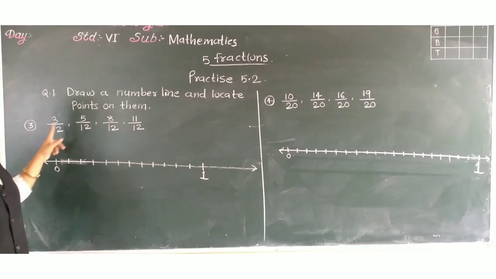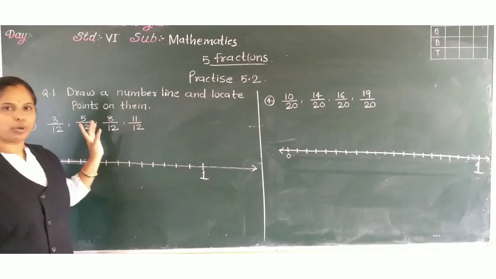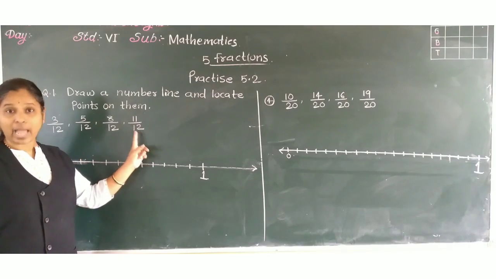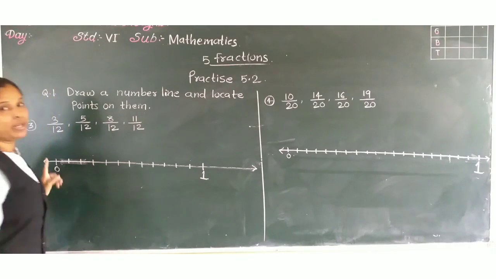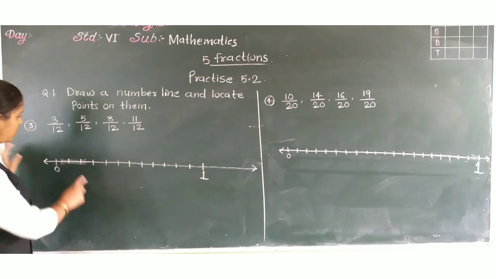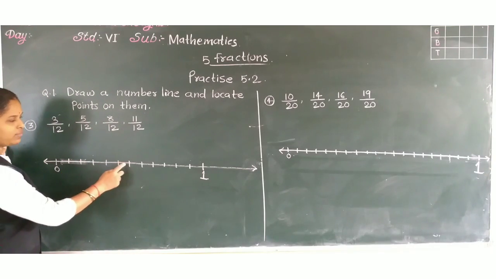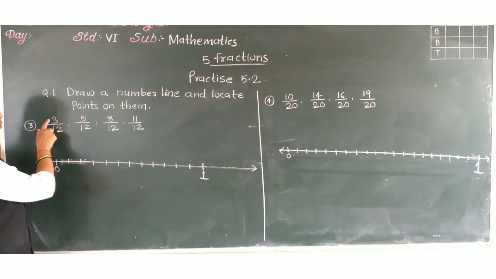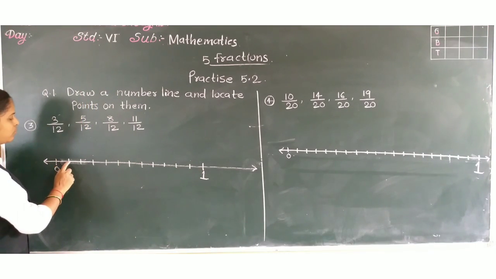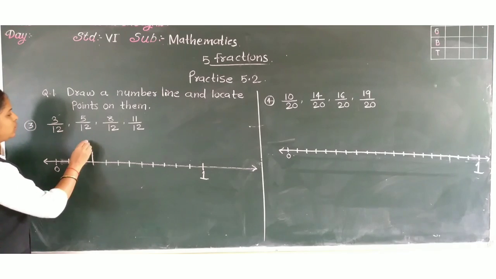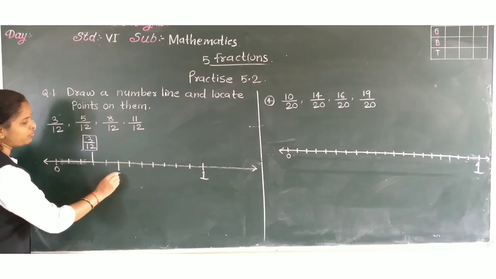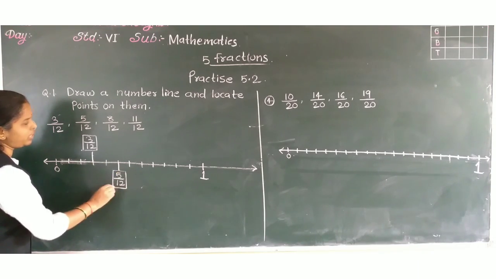Third one, 3 upon 12, 5 upon 12, 8 upon 12 and 11 upon 12. This we have to show on the number line. Now see, look at the denominator 12. That means between 0 and 1, how many parts should be there? 12. See here, 1, 2, 3, 4, 5, 6, 7, 8, 9, 10, 11, 12. Correct? So now 3 means from 0, third. 1, 2, 3. So here 3 upon 12. 5 upon 12, that is after 3, 4, 5.